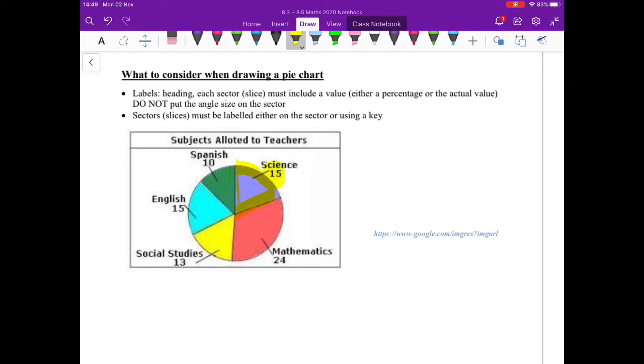It's either percentage or the number, and you do not put the angle size on. So angle size is not shown on your chart. That is seen by the size of these sectors. So from this diagram, we can see Spanish is much smaller than mathematics, for example.